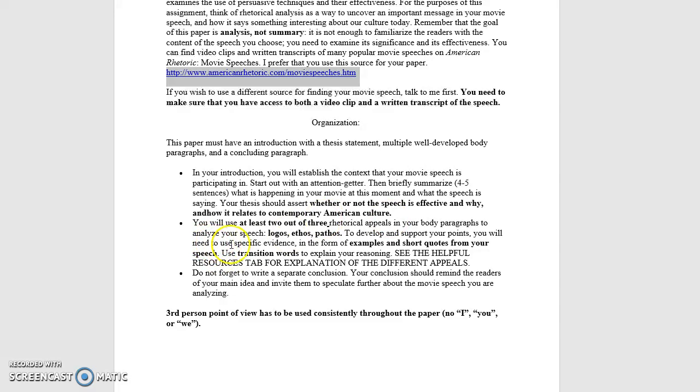In your body paragraphs, out of the rhetorical appeals, which you'll need to make sure you look in the resources, and please mind you that all the resources are required.